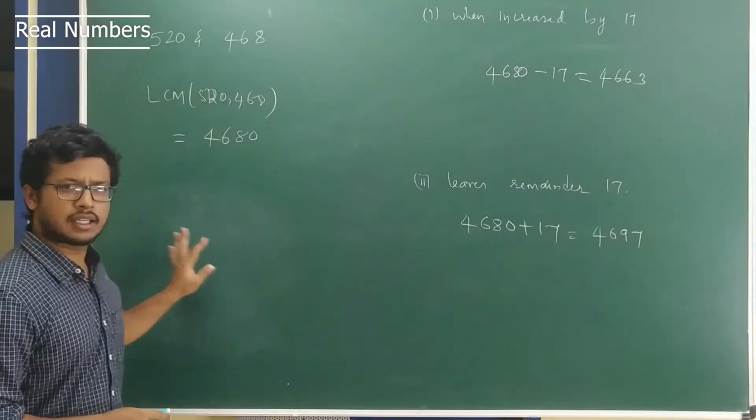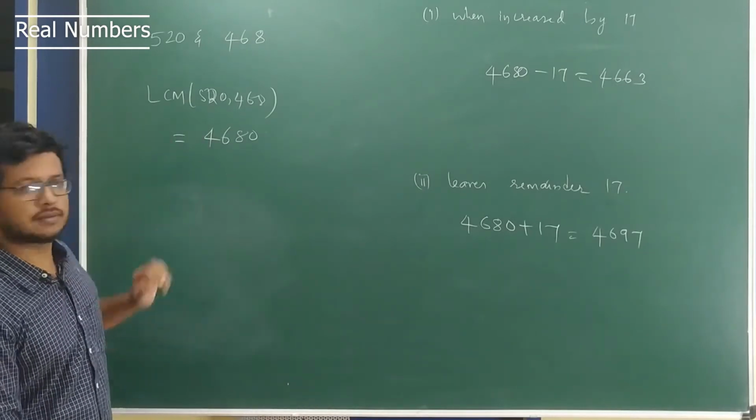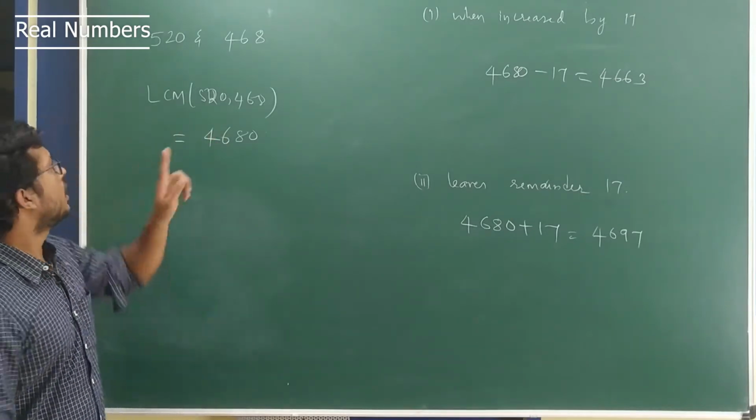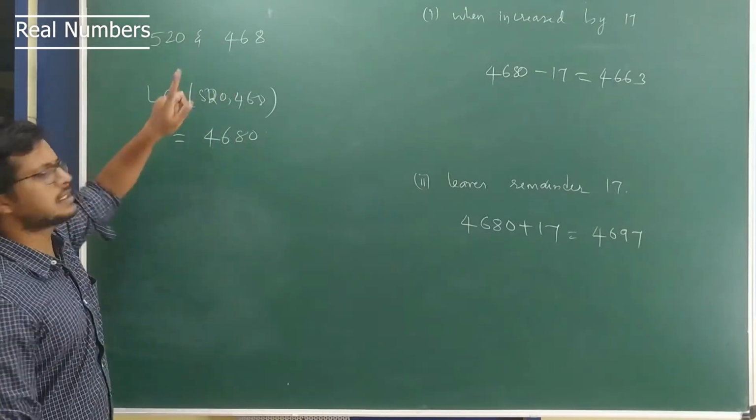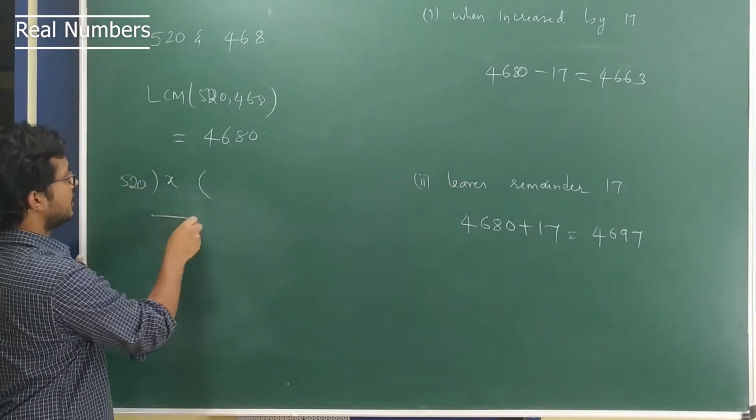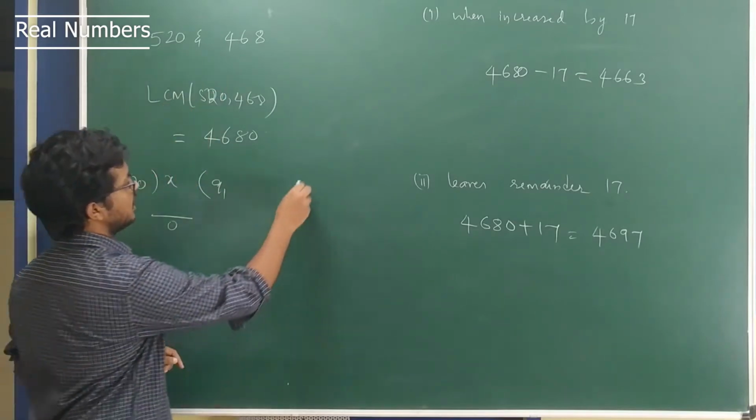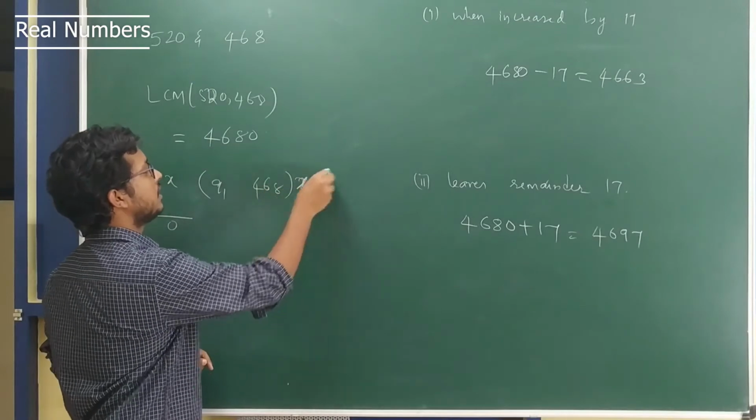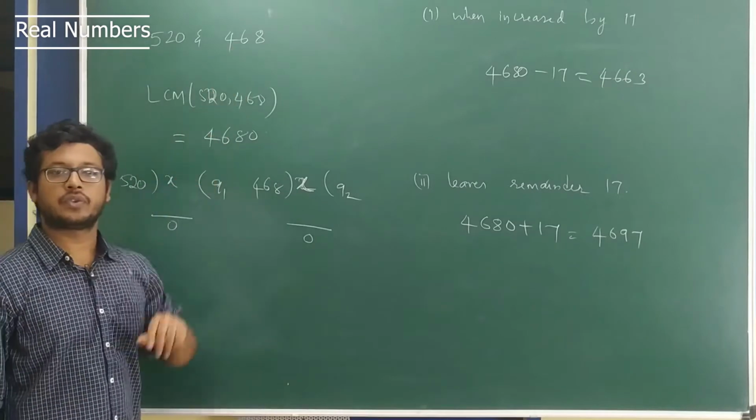Here we'll write it in the form of Euclid's division lemma, and we'll try to analyze using that. So what do we want? We want a number which is exactly divisible by these two. Which means there exists a number x. When I divide x by 520, the remainder has to be 0, which means I will get some q1. Similarly for 468, the same number x, when I divide by 468, will give some other quotient q2 and the remainder will be 0 because it is divisible by 468.